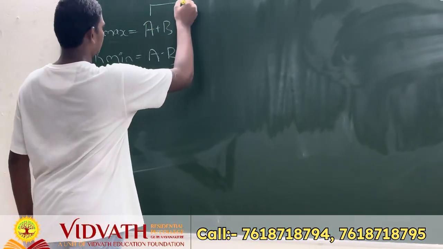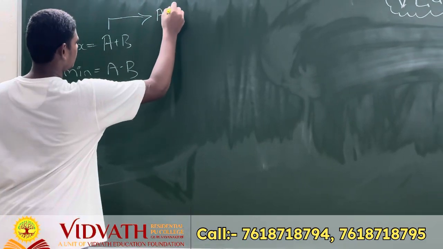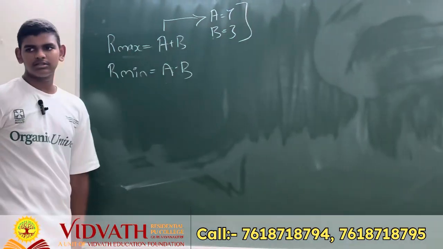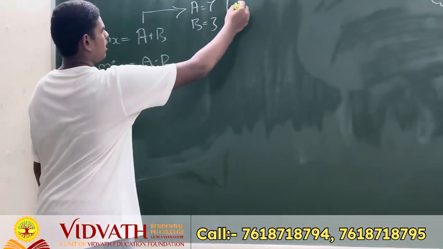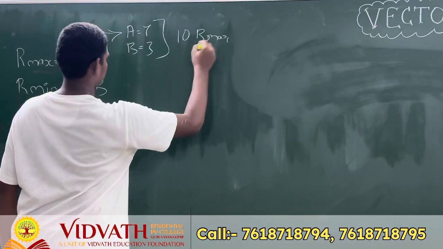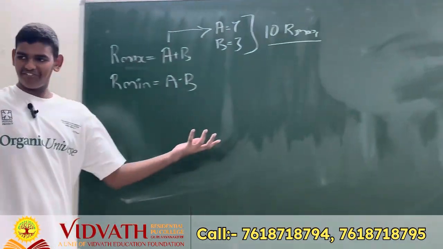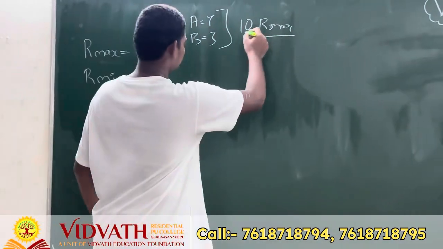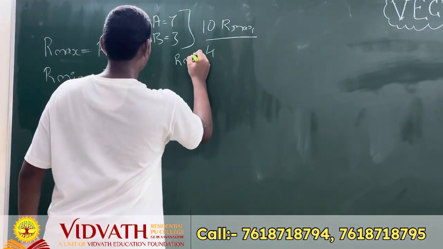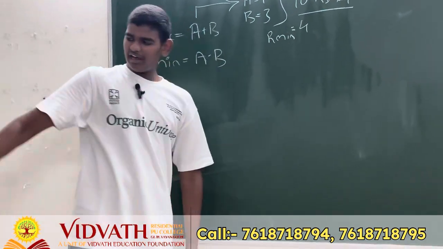Okay, I'll give you a random value. A is 7, B is 3. What's R max? R max is 10. What is R minimum? Very good. R max is 10, R minimum is 4.